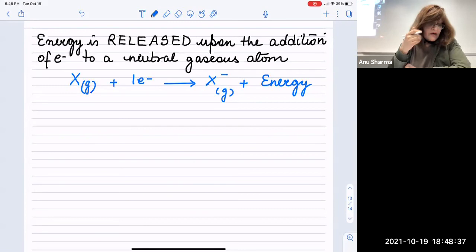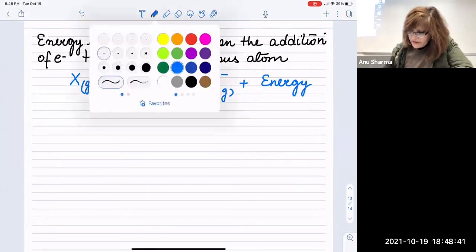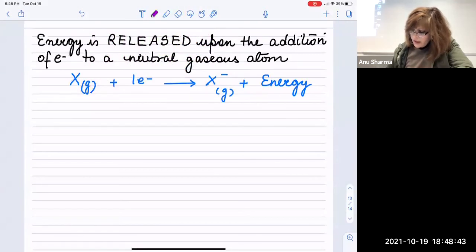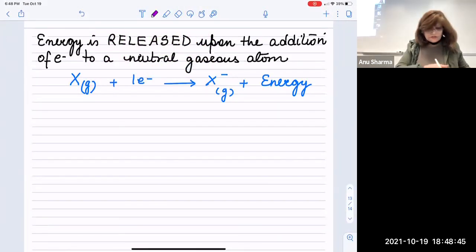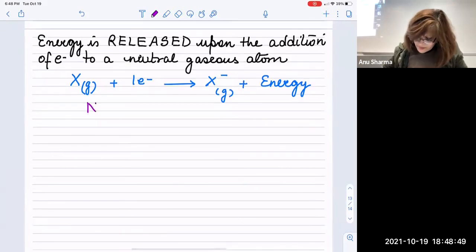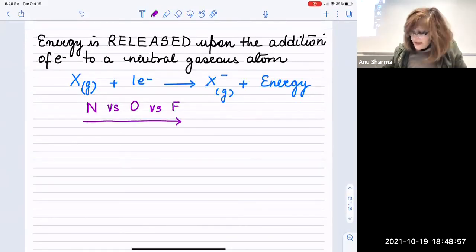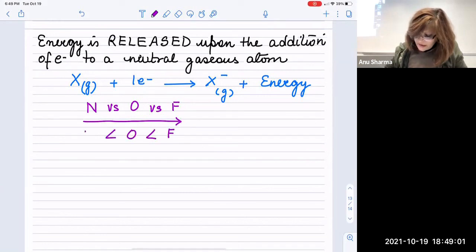Now look at these. Generally, if you were to look at the electron affinity of nitrogen versus oxygen versus fluorine, you see that fluorine has more than oxygen and then nitrogen.